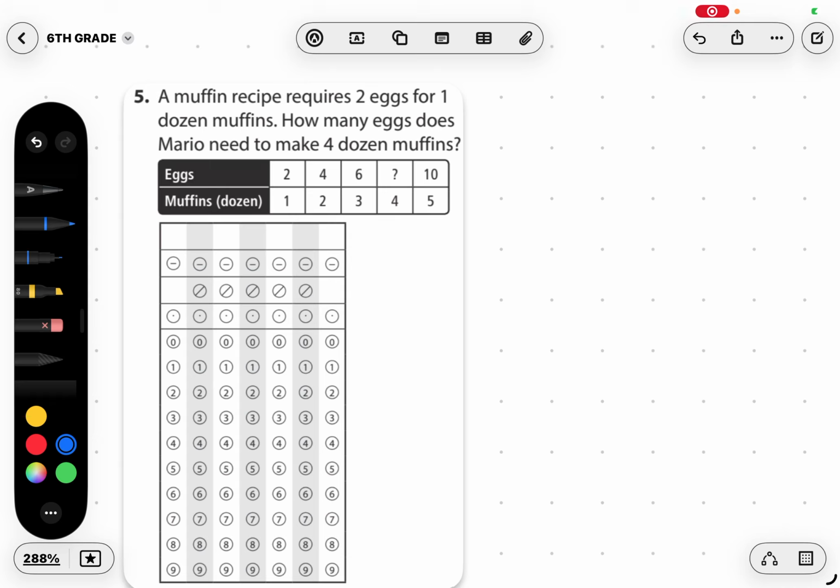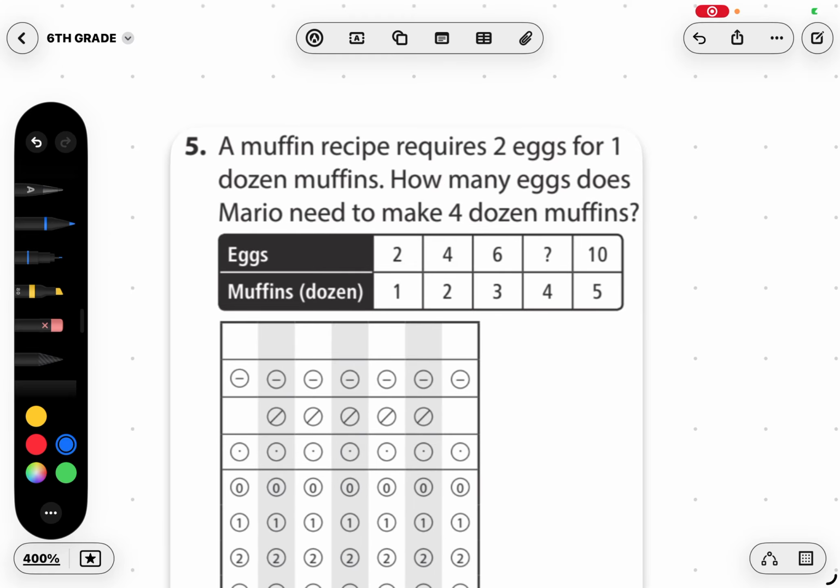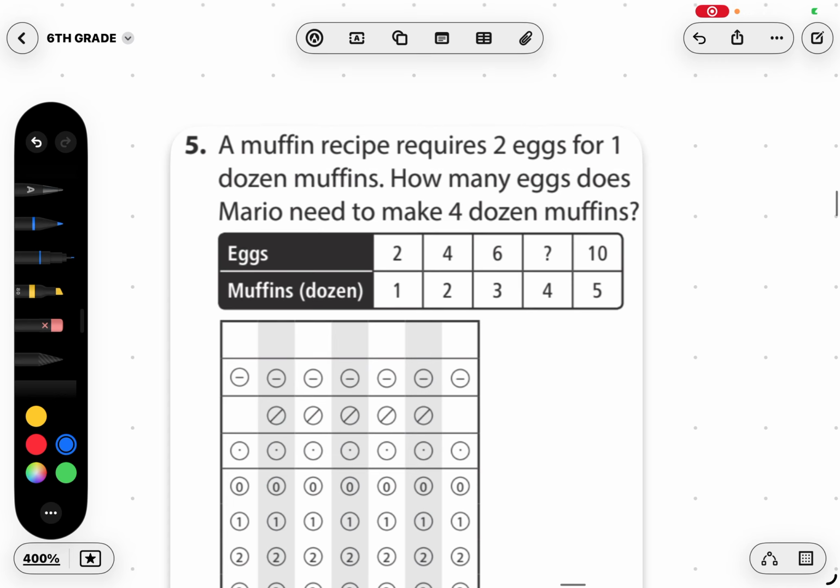A muffin recipe requires 2 eggs for 1 dozen muffins. How many eggs does Mario need to make 4 dozen muffins? All right, and they've provided us a table here. So this table is going to actually help us out a lot. What we're trying to figure out is what they're increasing by each time. And once we figure that out, it'll make sense what we have to do.